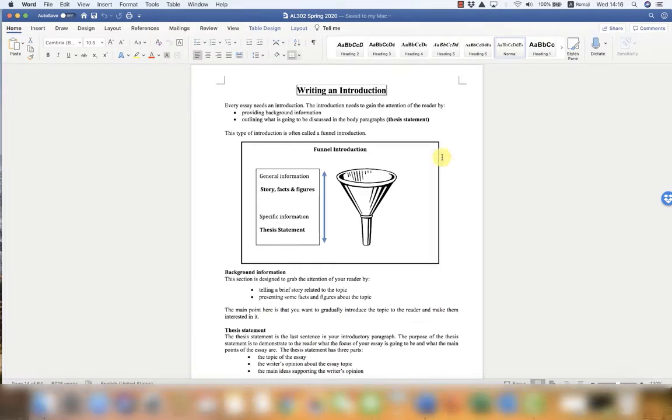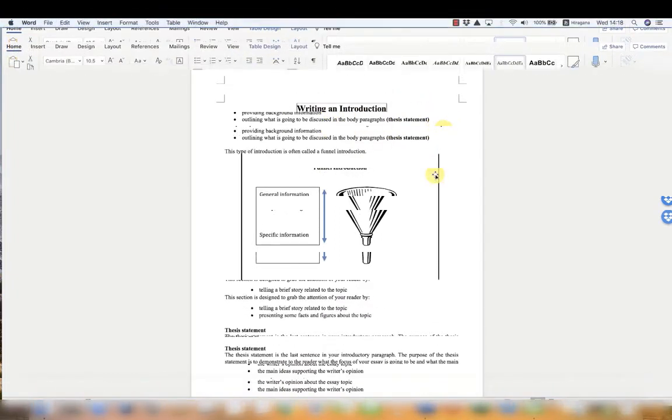Okay, so today you are going to learn about writing an introduction, and every essay you write needs an introduction. And as you can see on the page here, the introduction has two parts. One part is to provide some background information, and the other part is to outline what you're going to talk about in the body paragraphs of your essay. And this is what we call the thesis statement.